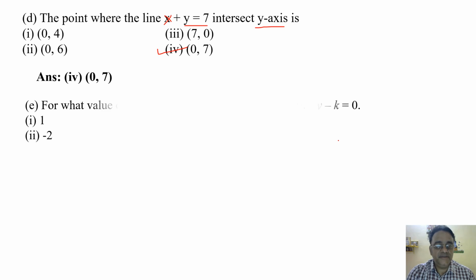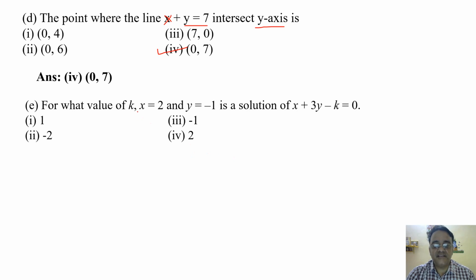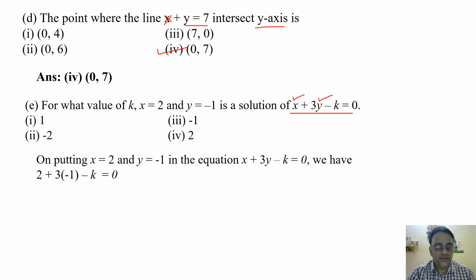Now the next question, for what value of k, x is equals to 2 and y is equals to -1, is a solution of this equation. So इसका solution दिया हुआ, that means उसको satisfy कर रहा है. तो x के प्लेस में हम लोग 2 सब्सटीट्यूट करेंगे और y के प्लेस में -1. ओके, तो ये हो जाएगा 2 - 3 इज इक्वल्स टू, इसको यहाँ शिफ्ट कर दो k. So k is equals to -1 and the correct option is the third one.